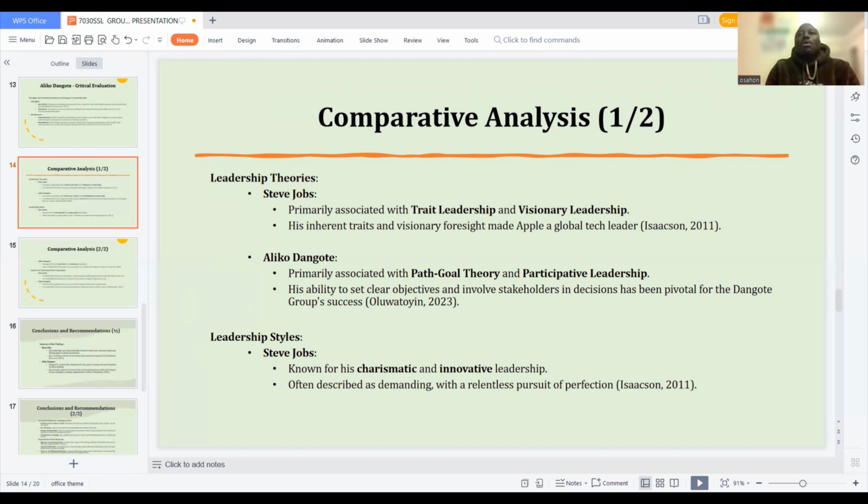brand worldwide. On the other hand, Aliko Dangote emphasized the importance of clearly defined objectives and involving others in the decision-making process. Dangote believes in self-measuring goals that guide his company operations and enable all employees to work towards a common vision. He valued teamwork and collaboration, encouraging the open exchange of ideas and opinions.